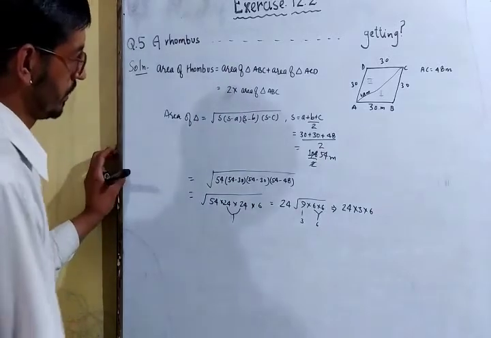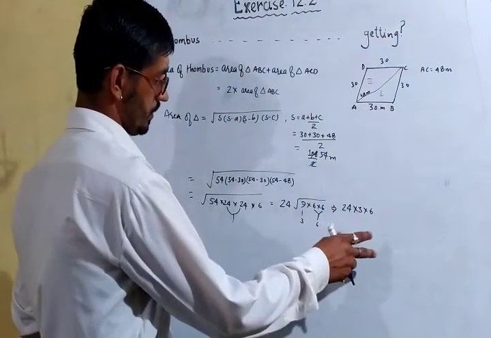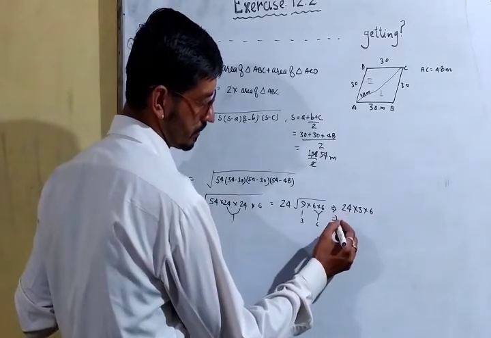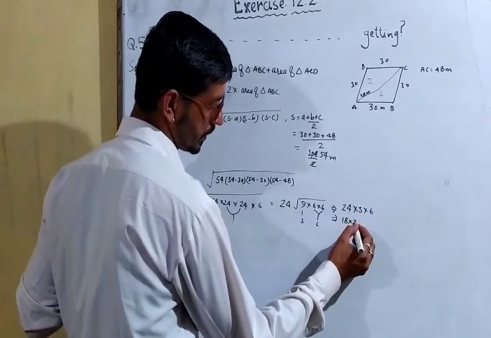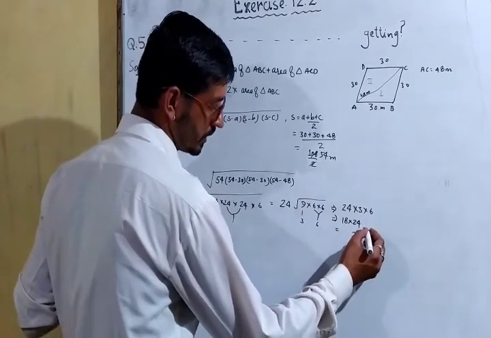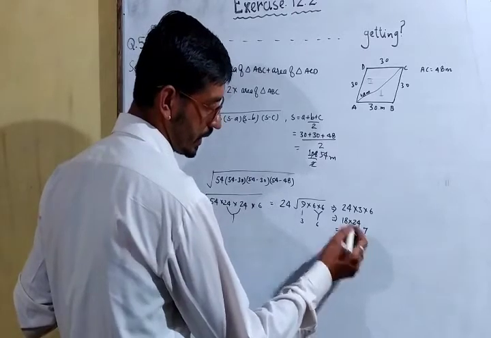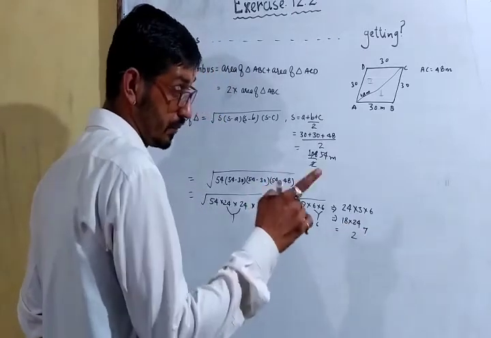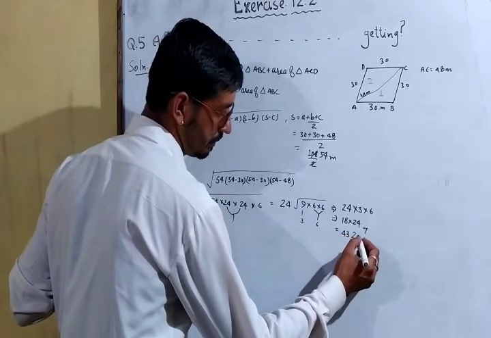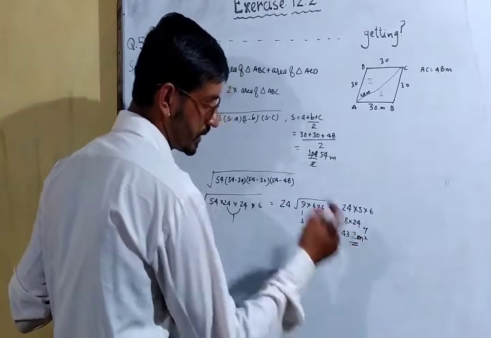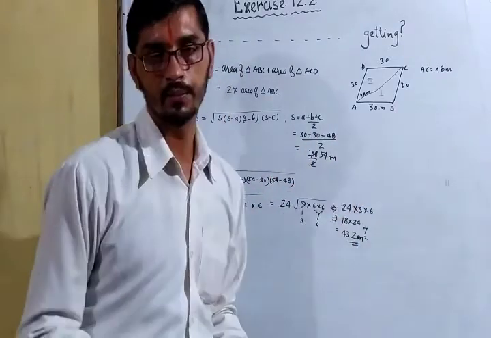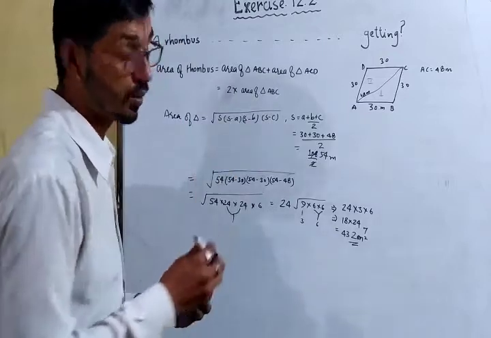Okay? Now find the value. 18 into 24. 18 into 24. 18 times 4 is 72. 7 will be carried. 18 times 2 is 36, plus 7, 43. So 432 meter square. So this is the area of this triangle, that means ABC. But we have to find the area of the whole rhombus.